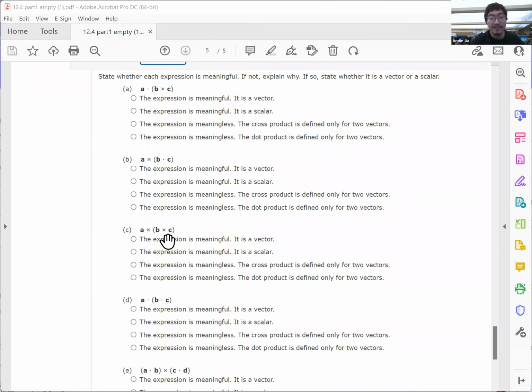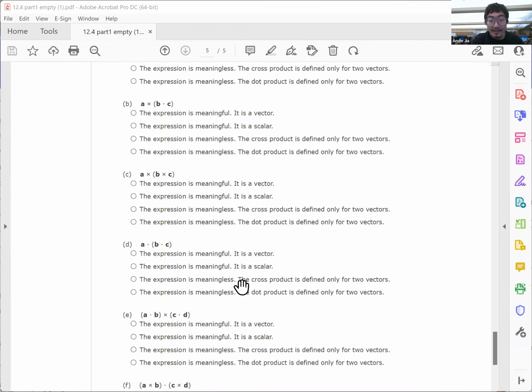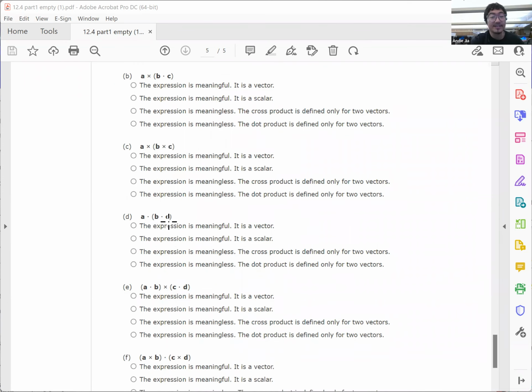For this one, b cross c is a vector. Inside this is a vector, so 2 vectors can do a cross product. The cross product of 2 vectors is still a vector. So c is still a vector. And d here is b dot c, which produces a scalar, and we cannot do a dot product of a scalar and a vector. So this doesn't make any sense.